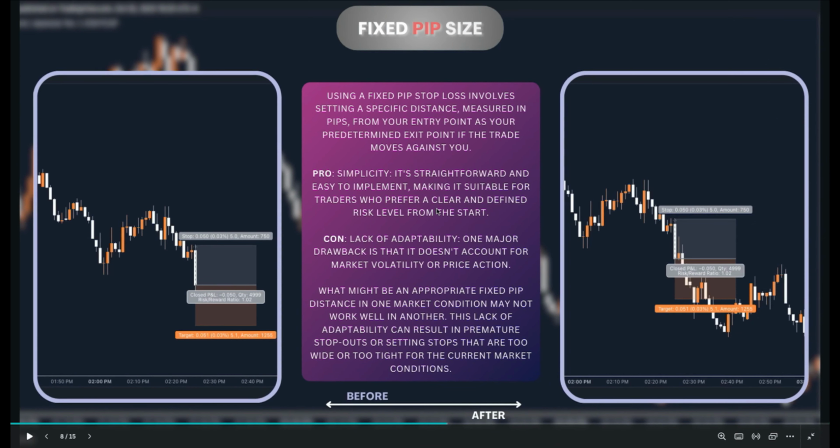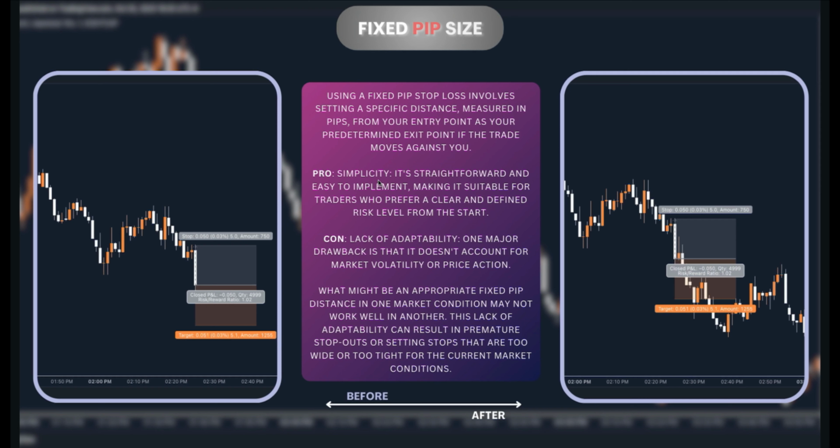All right, next is fixed pip size. So if you are planning on using a fixed pip size, I would definitely backtest this, because I personally don't find this very useful. But if you are going to use it, definitely backtest. All right. So using a fixed pip stop loss involves setting a specific distance measured in pips. Now, if you're using futures, I believe they're just handles. They work a little bit different. I think they're also called ticks, but you might want to look that up. From your entry point as your predetermined exit point if the trade moves against you.